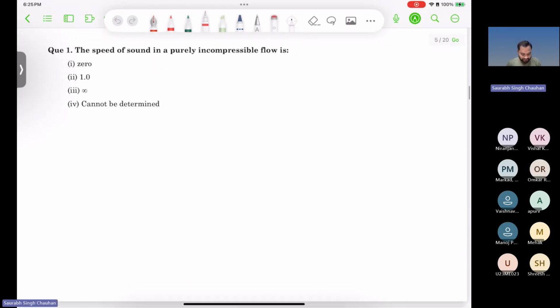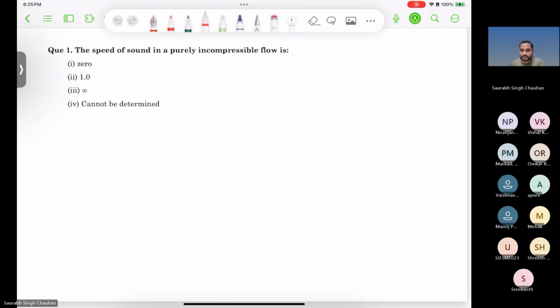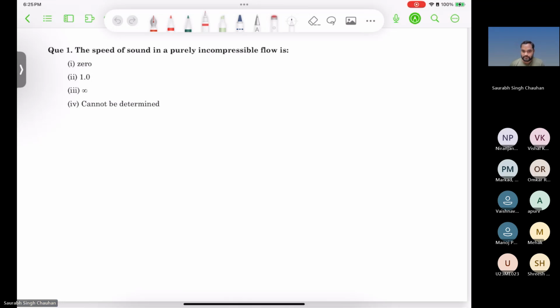Now there are some problems, and these problems are similar to your, I think, assignment 1. Question 1, the first question, says: the speed of sound in a purely incompressible flow is. I think you can easily answer this question. The relation of speed of sound with the compressibility, right? What is the relation?